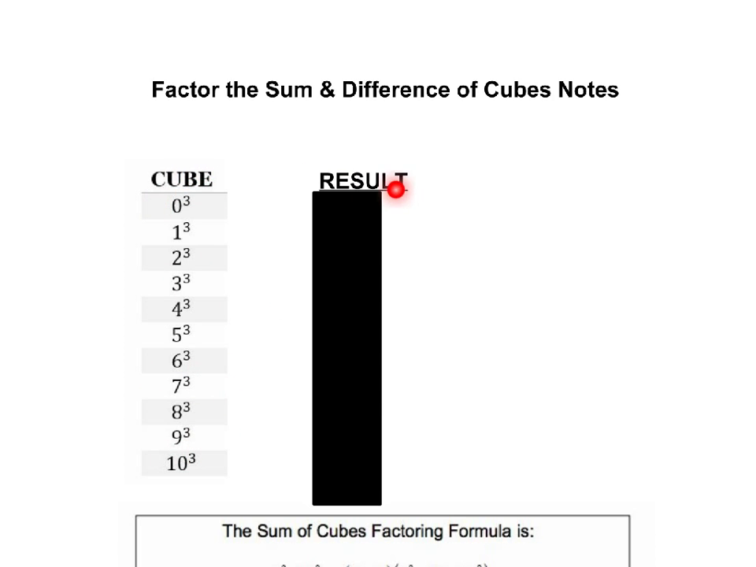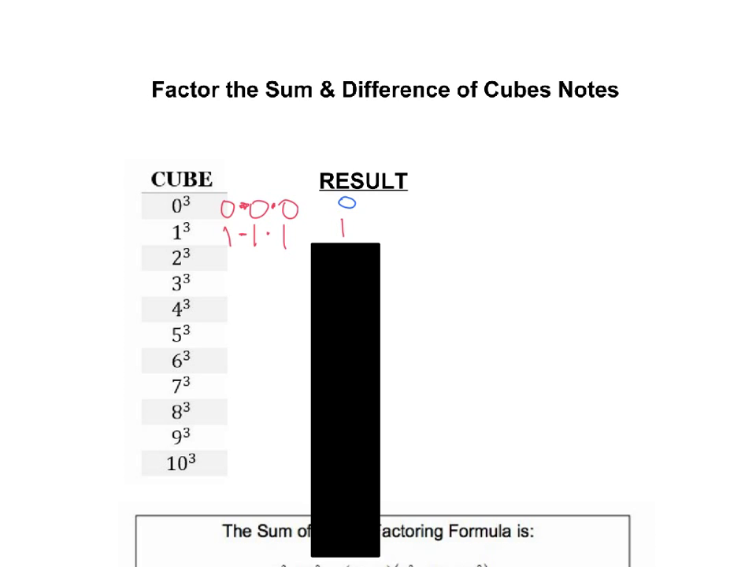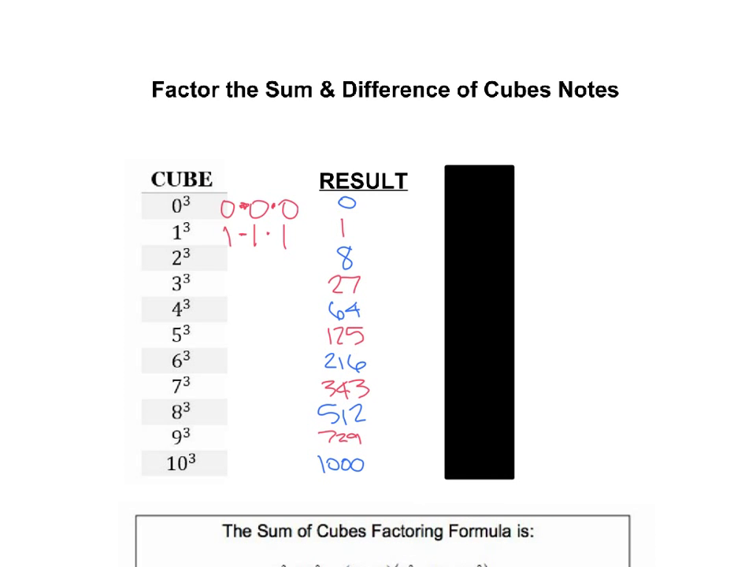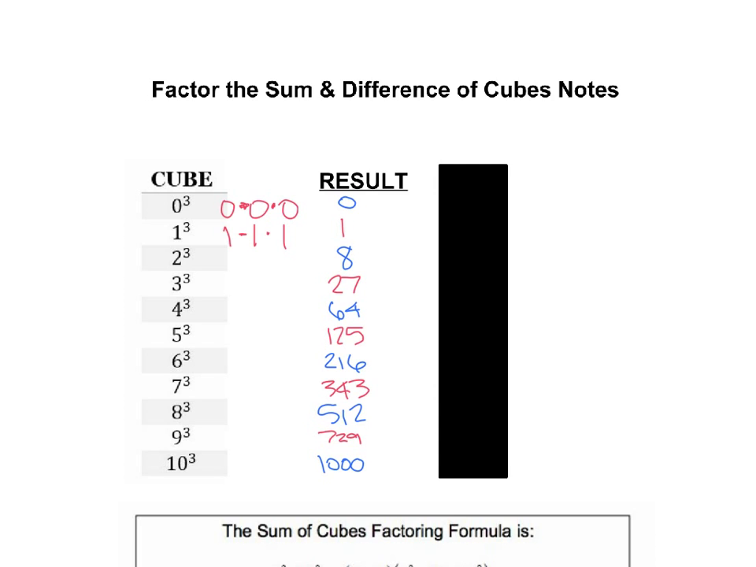So 0 cubed results in what? And remember, whenever you're cubing something, essentially what you're doing is multiplying it by itself 3 times. Okay? So 0 cubed is 0, 1 cubed is 1, 2 cubed is 8, 3 cubed is 27, 4 cubed is 64, and I'm sure you can figure out the rest here.